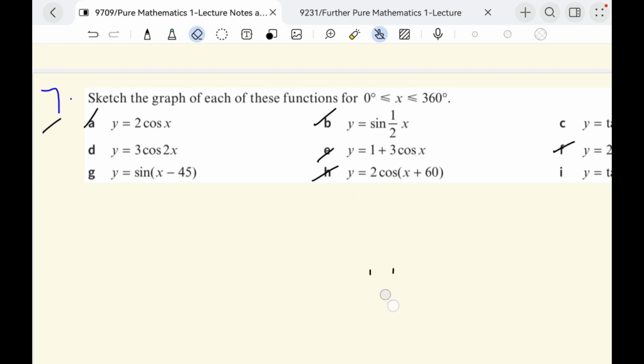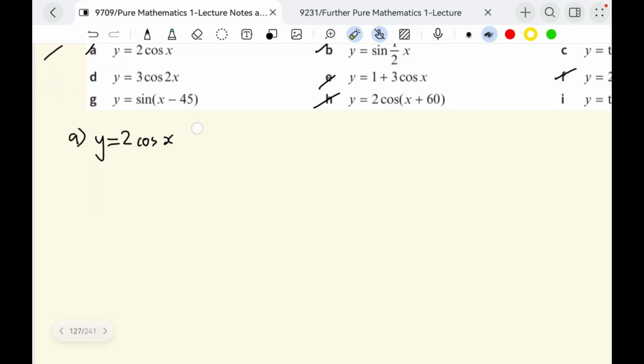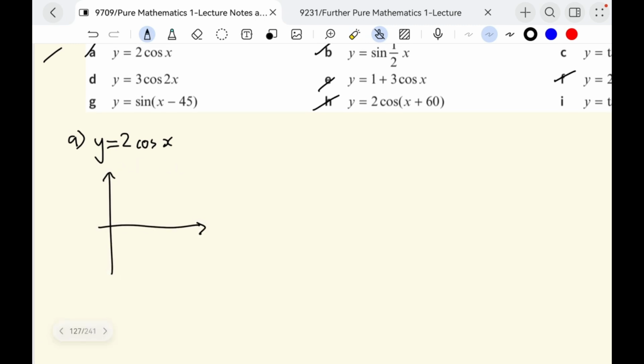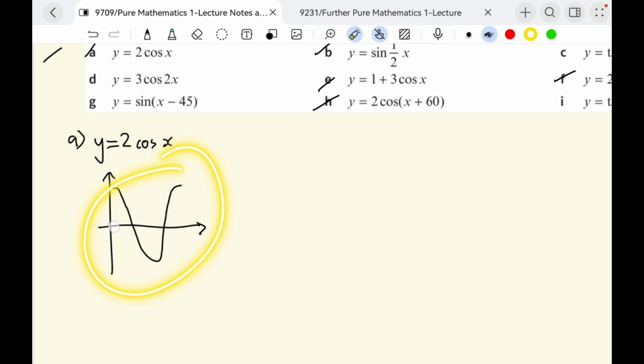Using these concepts, let's start from A. Y equals 2 cos x. Remember that the transformations of functions can be applied to trigonometric functions. It turns out the result is the cos graph over here from up to down. However, you don't have to draw it so accurately. As long as you draw it like this, it shows that you have a strong understanding and grasp of the trigonometric graphs.